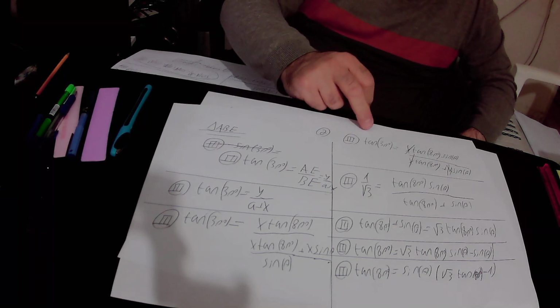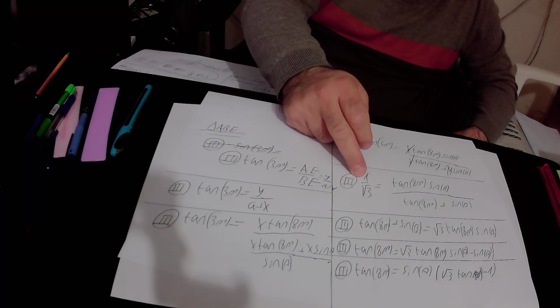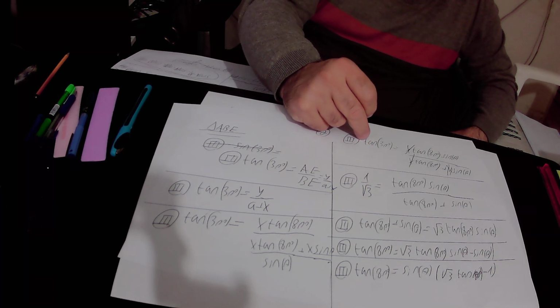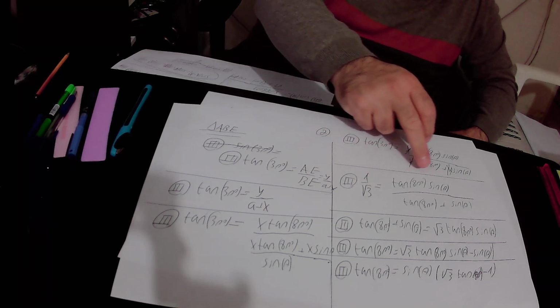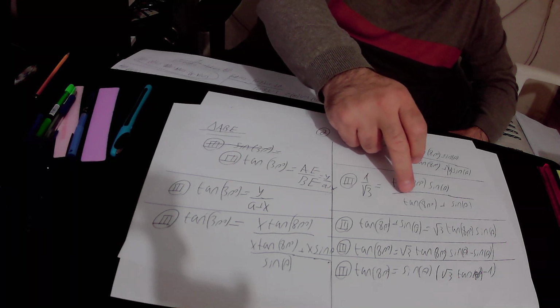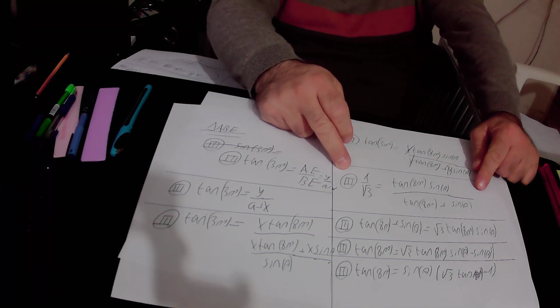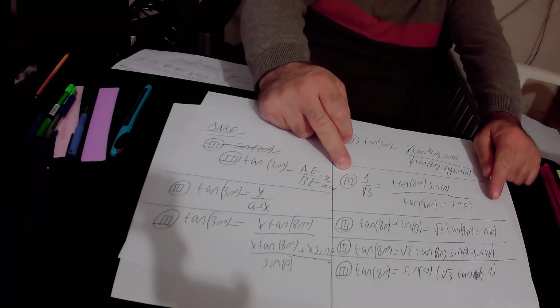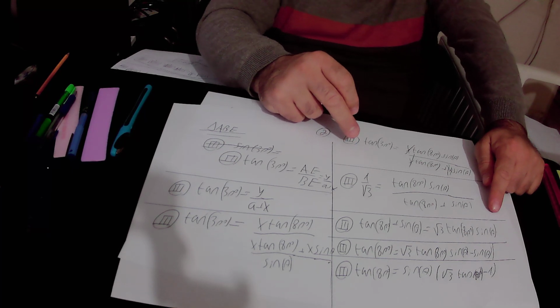And we know that tangent 30 degrees equals 1 over square root of 3 units. So we substituted tangent 30 degrees by 1 over square root of 3 units. And here we have tangent 30 degrees times sine theta over tangent 30 degrees plus sine theta. Here we cross multiply this equation number 3, and we got that tangent 30 degrees plus sine theta equals square root of 3 times tangent 30 degrees times sine theta.